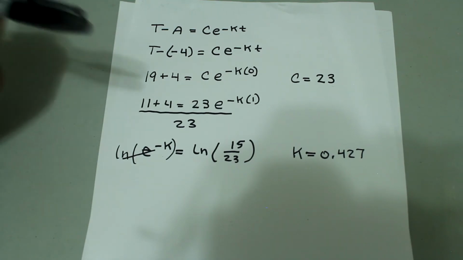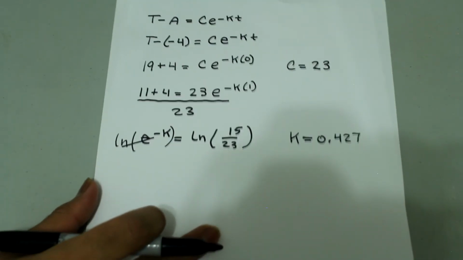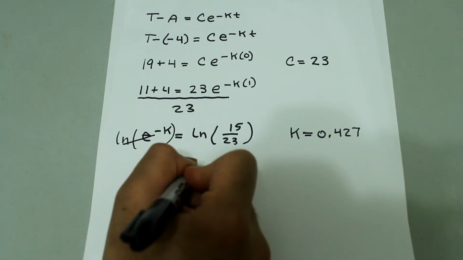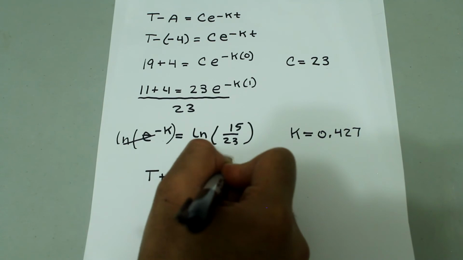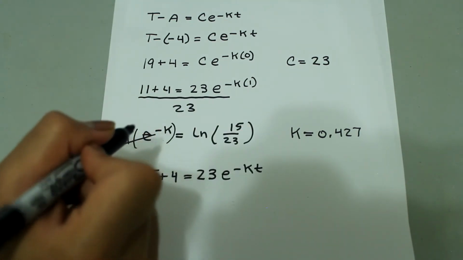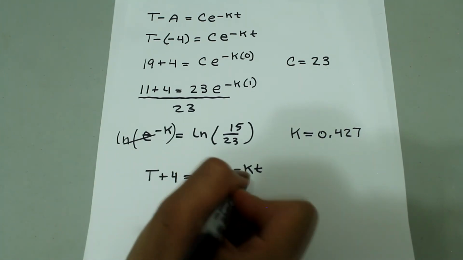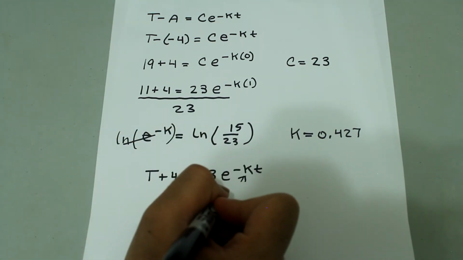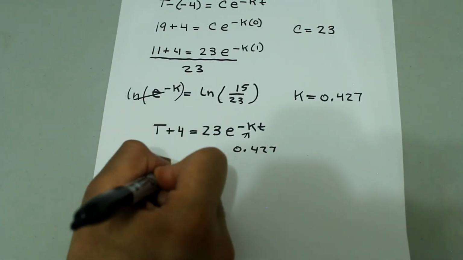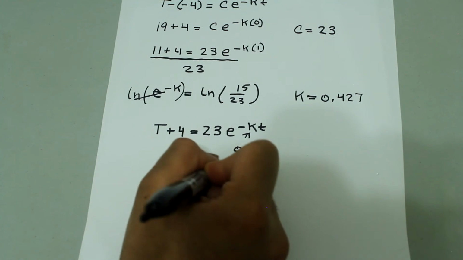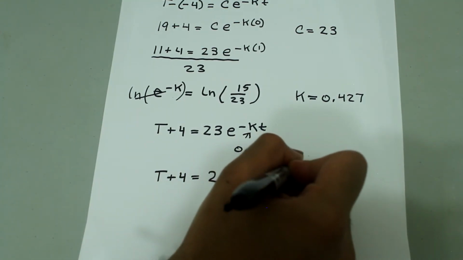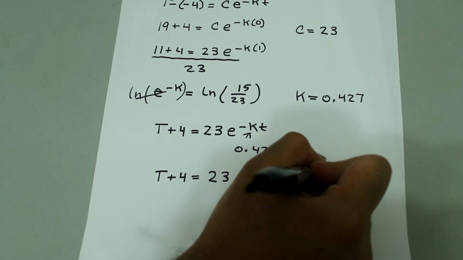Now we're going to rewrite our expression with the values that we know. T plus 4 is equal to 23 e to the negative KT. And K, I forgot to substitute in, is 0.427. So I'll rewrite that again. T plus 4 is equal to 23 e to the negative 0.427 T.